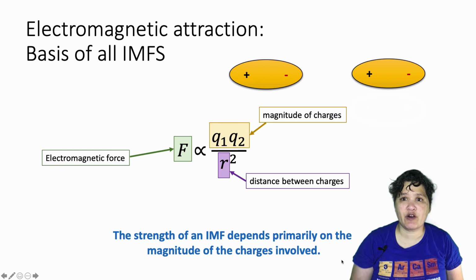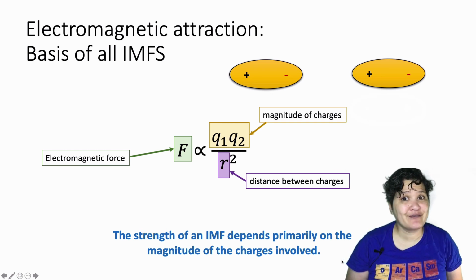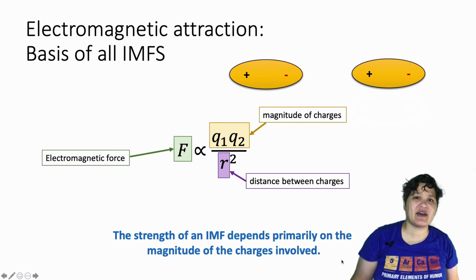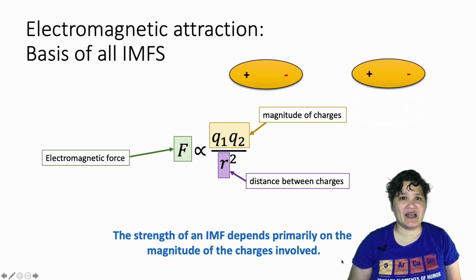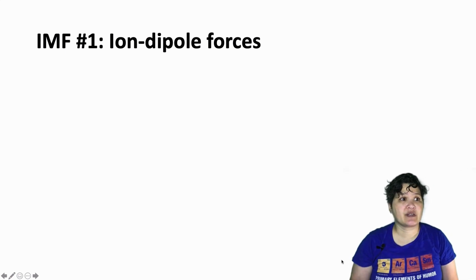So some people say that there are 3 intermolecular forces. I like to say there are 3.5. I know it sounds kind of dumb. How can you have half a force? But you'll see what I mean. So the first thing we're going to talk about is ion-dipole forces.